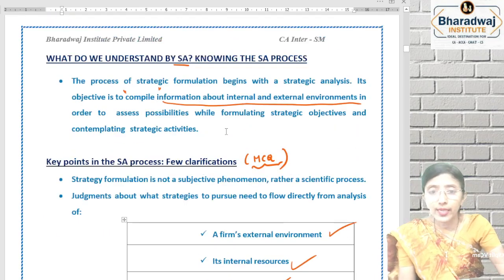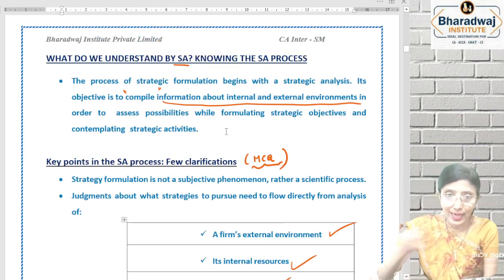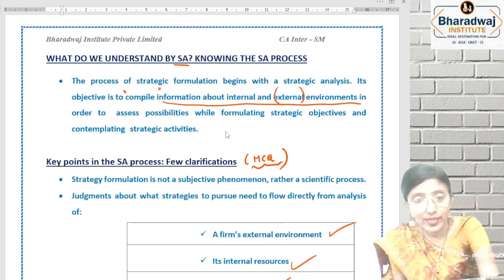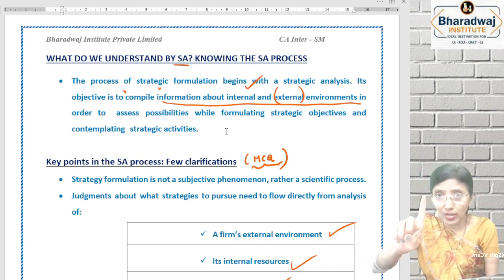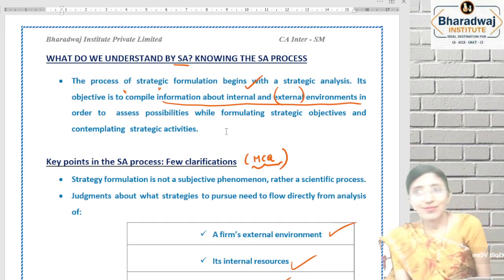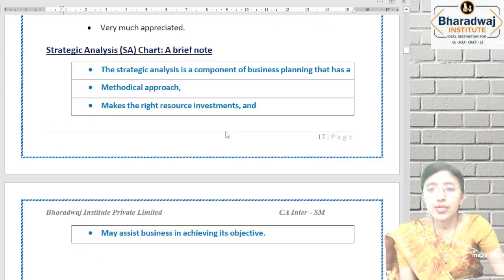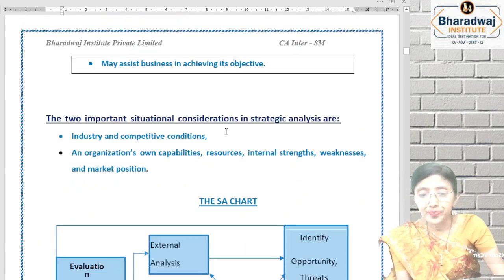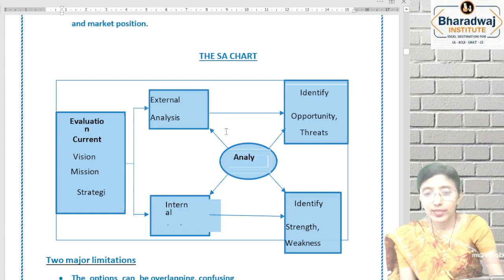So what is ESSA? ESSA is to compile information about internal and external. Now don't say only external; internal and external. And for environmental scanning, we are not reliant only on formal or authentic sources. Informal is also helpful. Are you understanding, my dear students? So, and here, the ESSA chart. Please look at the ESSA chart.